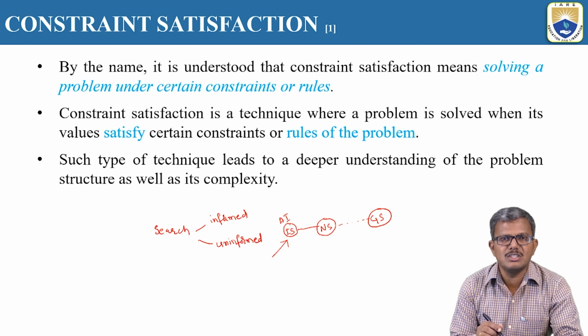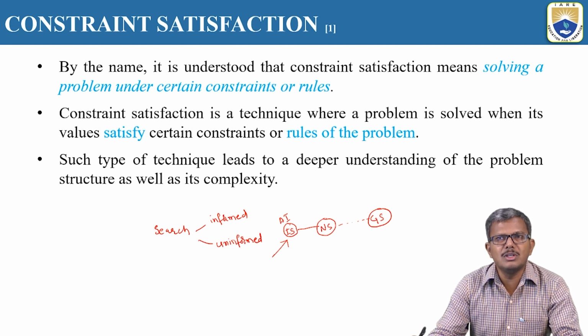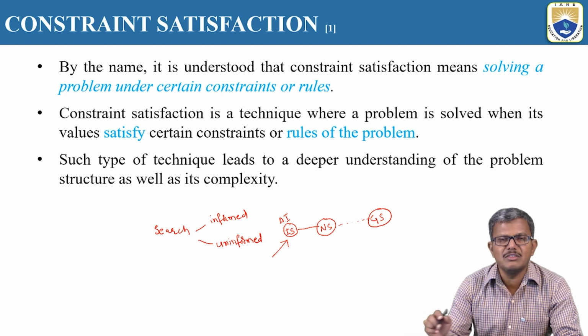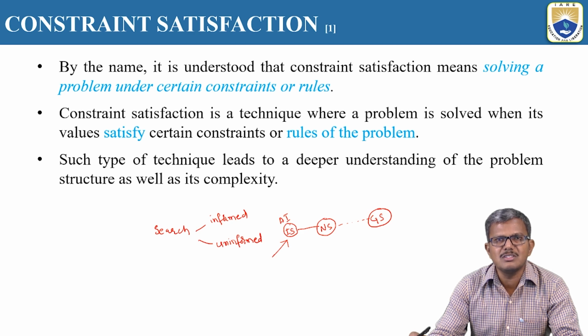Coming to the definition, it is very clear from the name itself that these problems are nothing but solving a problem under certain constraints or rules. There will be rules everywhere, certain kinds of conditions, and it can be a single condition or multiple conditions. Until we satisfy the condition or conditions, there will be no change in the position of the AI agent. That's why, by the name itself, a constraint satisfaction problem is solving the problem under certain constraints or rules.